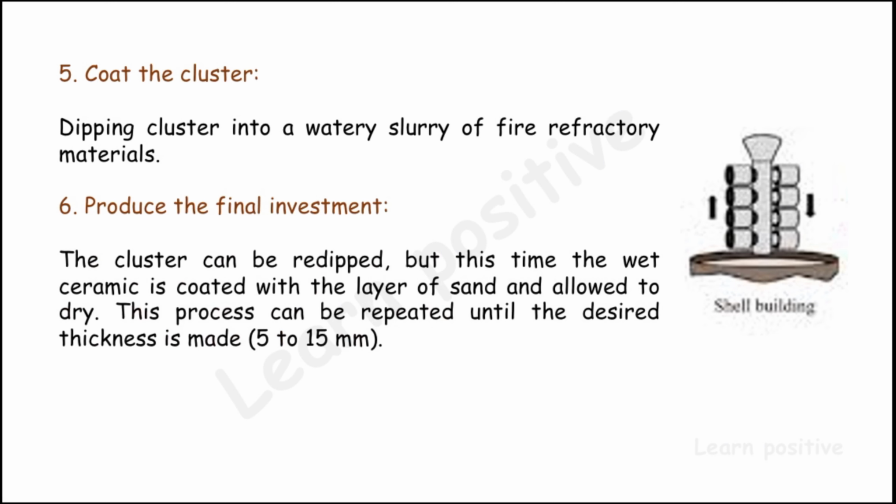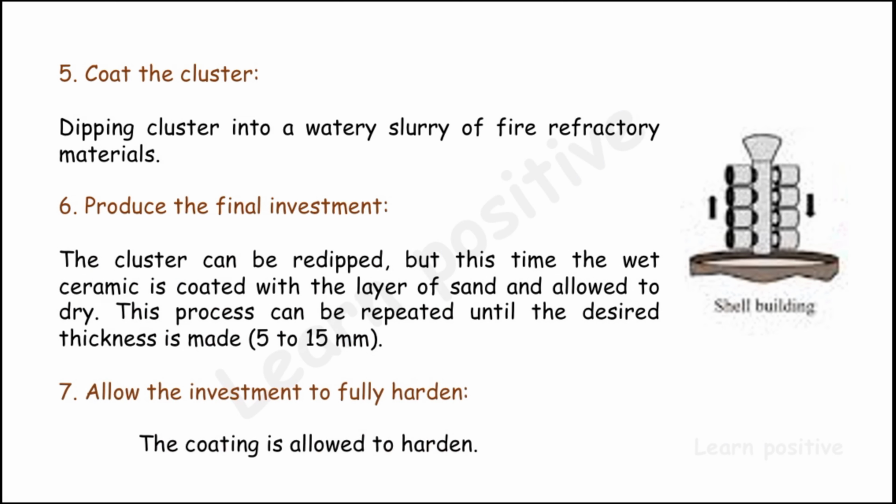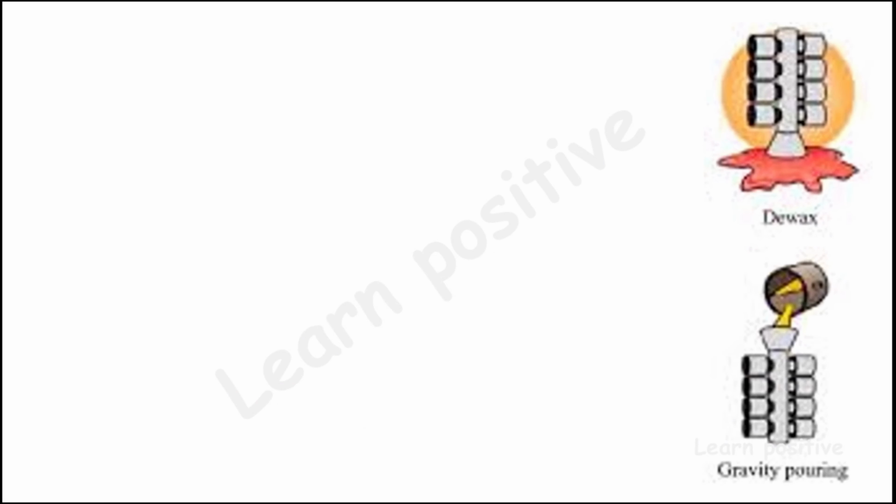Now the sixth point is produce the final investment. The cluster can be re-dipped, but this time the wet ceramic is coated with a layer of sand and allowed to dry. This process can be repeated until the desired thickness is reached, up to 5 mm to 15 mm thickness of the shell. Allow the investment to fully harden. So the coating is allowed to harden by cooling the mold.